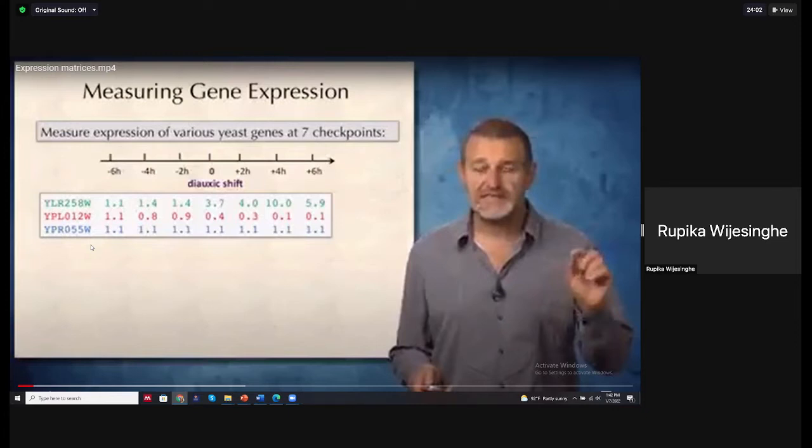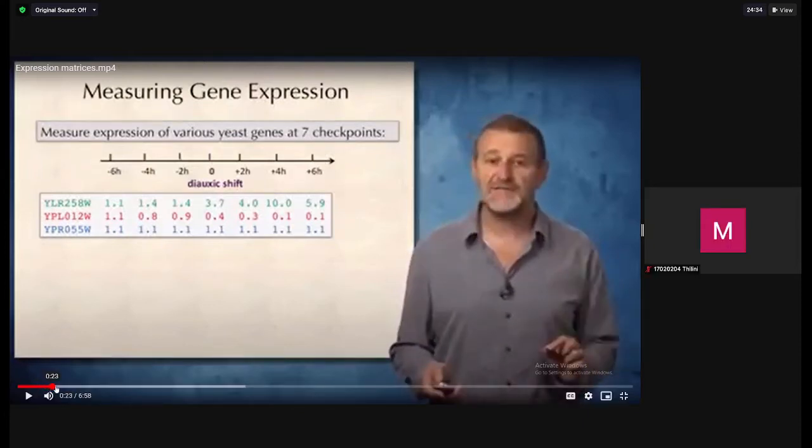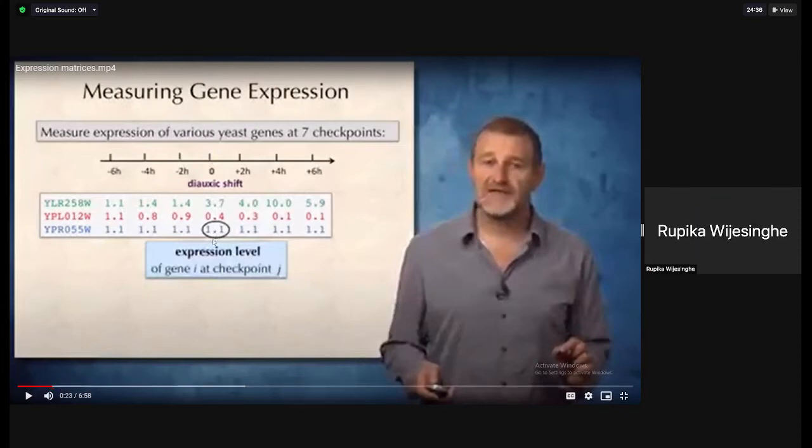This green one, is it increasing or reducing? The first gene? It's increasing. It increases and after some point reduces, 10 and 5. This one is reducing. This is the expression level of the gene at checkpoint J, right? This checkpoint.